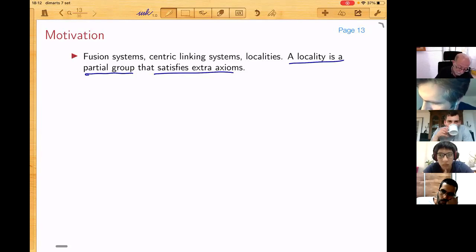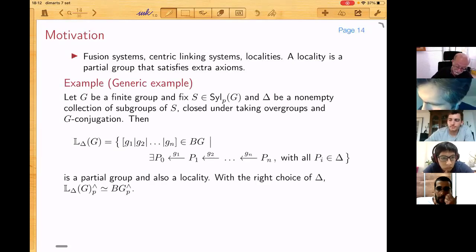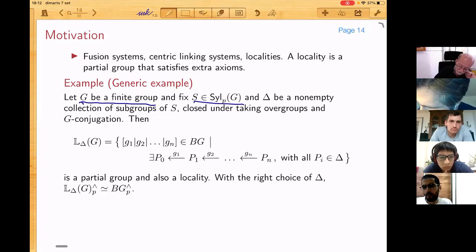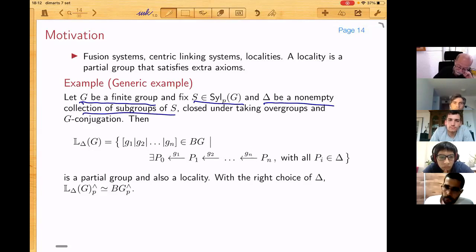Yeah, okay. So an example, say the generic example of a locality, a partial group, coming from finite groups, is the following. You start with a finite group G and fix a Sylow p-subgroup. p is a fixed prime number. And we choose a non-empty collection of subgroups of the Sylow, which are closed under taking overgroups and G-conjugation inside the Sylow. I'm not interested in groups which do not contain the Sylow, right?